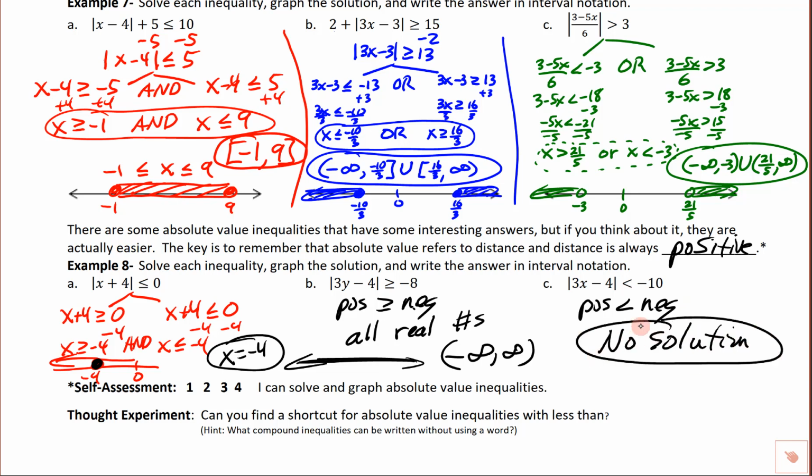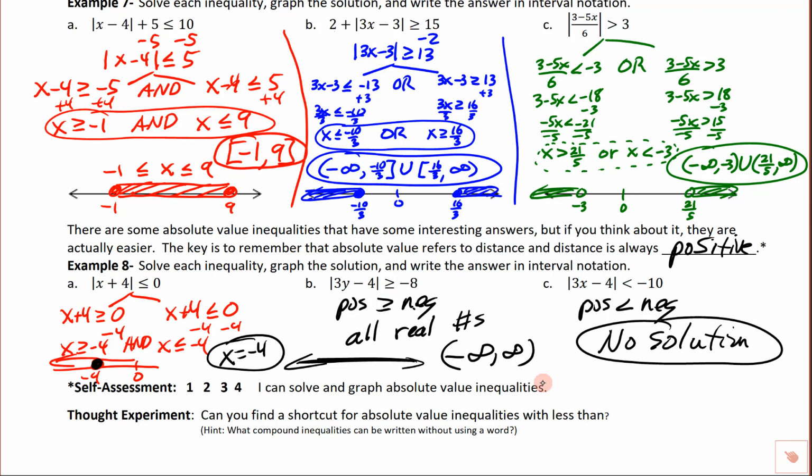Now, it is possible to go through and solve these using these techniques of breaking them apart. It's just a lot quicker if you can reason your way to the answer. Now, I do want to point this out. You do need to rate yourself on how well you understand this. You may be a little bit shaky on this. This is one of those topics that takes a little more practice than some of the other ones.